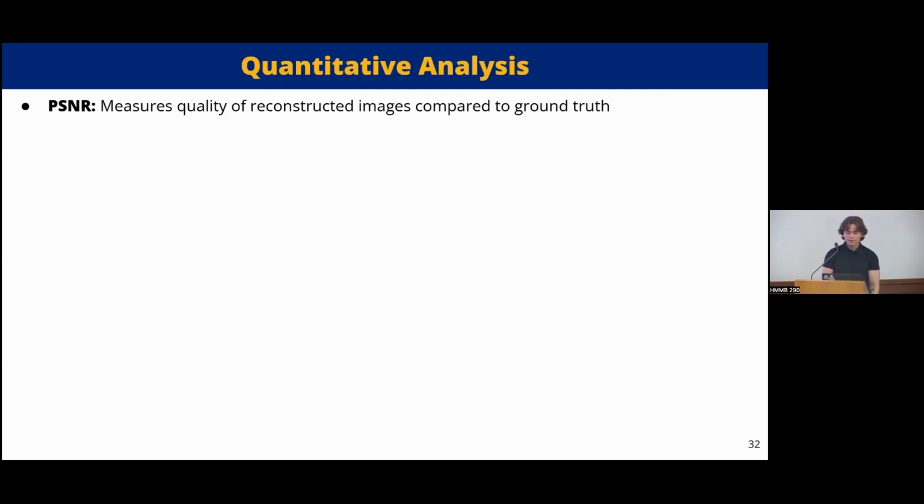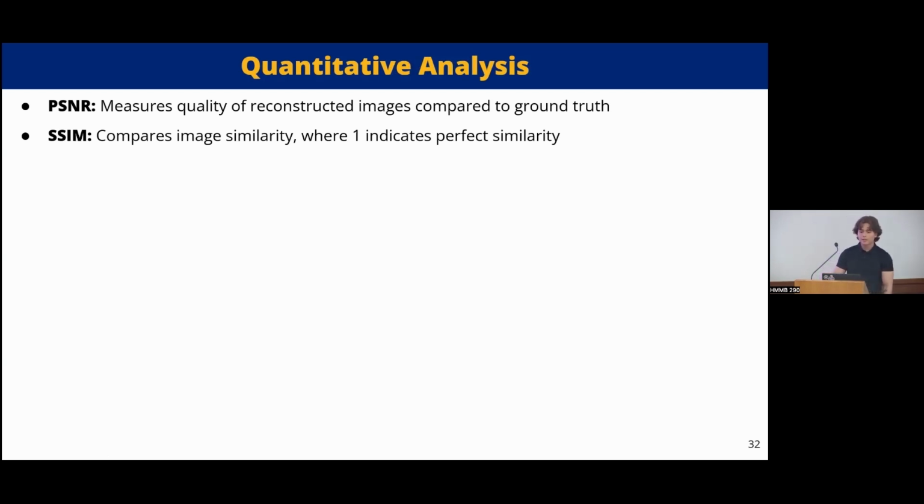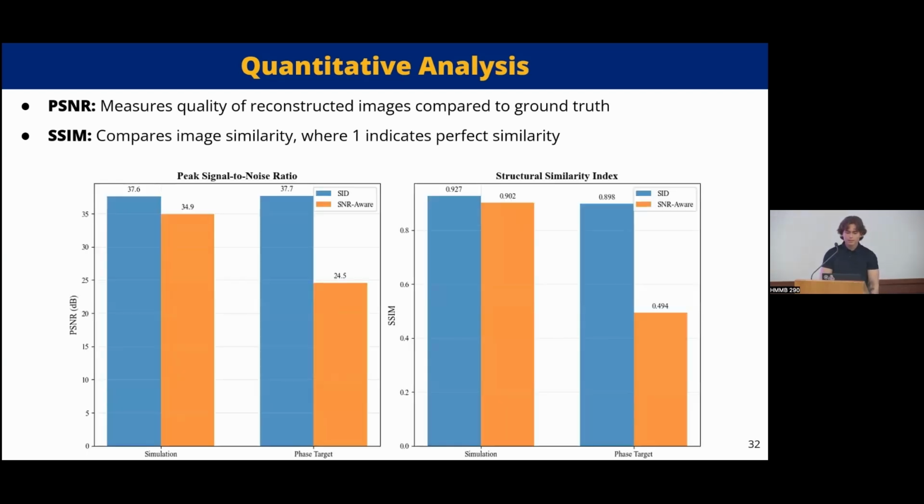For a quantitative analysis, we calculated peak signal-to-noise ratio to measure the quality of the reconstructed image compared to the ground truth. Additionally, we calculated structural similarity index, which compares the image similarity between the ground truth and the reconstruction. The number 1 will indicate perfect similarity. We plotted these bar plots for both models across both datasets. The blue bar indicates the SID model performance, and the orange one indicates the performance of the SNR-aware model. As you can see, for both metrics, the SID model had an average better performance.